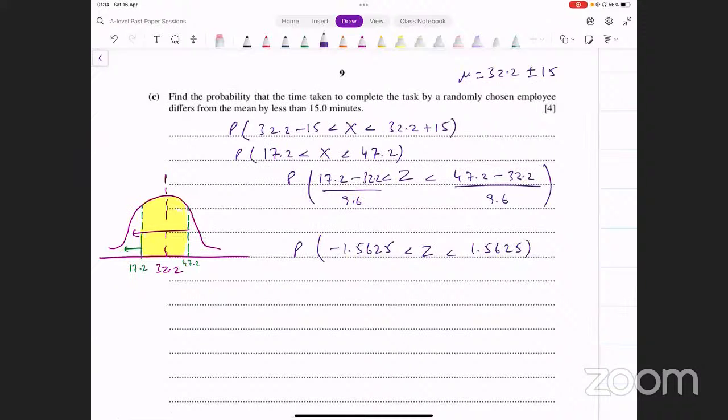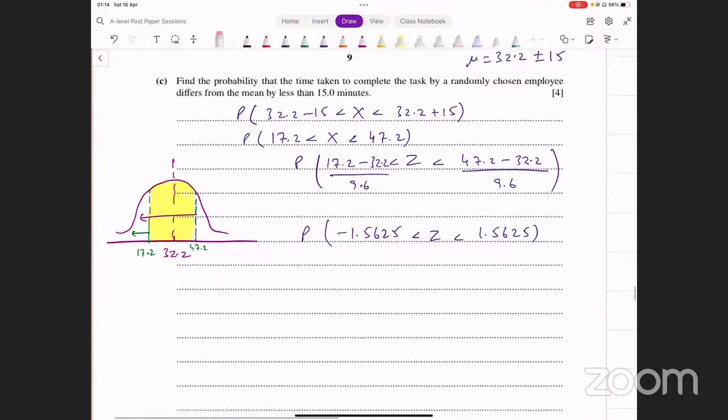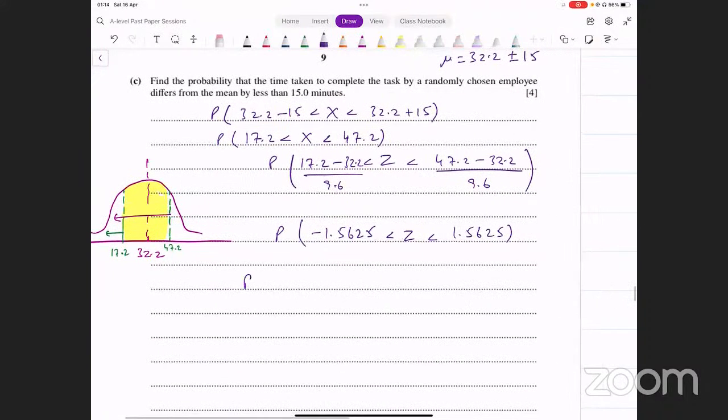ठीक है? अब इसके बहुत सारे तरीके हो सकते हैं. आप ये भी कर सकते हैं कि आप साइड्स वाले रीजन फाइंड कर लें, 1 में से माइनस कर दें उसको. ये भी कर सकते हैं. आप इसको दो पार्ट्स में ब्रेक कर लें. आप इसको इस तरह से कर सकते हैं, प्रोबेबिलिटी ऑफ z लेस देन 1.5625, उसमें से माइनस कर दें प्रोबेबिलिटी ऑफ z लेस देन माइनस 1.5625.